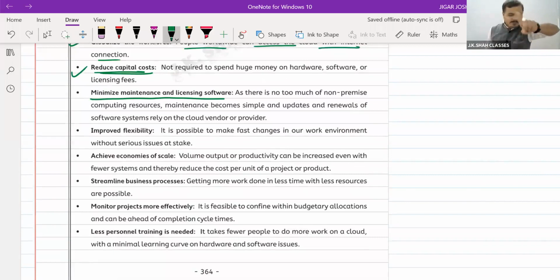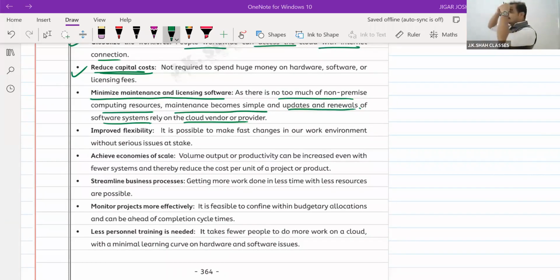I had explained to you people what licensing software means. Yes, sir. As there are not too many on-premises computing resources, maintenance becomes simple. Updates and renewals of the software system rely on the cloud service vendor. Everything will be done by him only. Believe me, people, public cloud has only one drawback, the drawback of high risk. Data can be hacked by a hacker at any time.